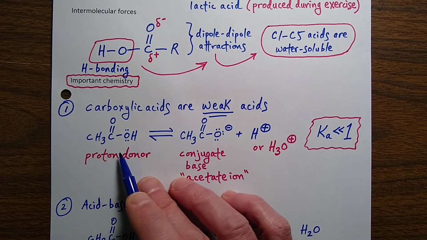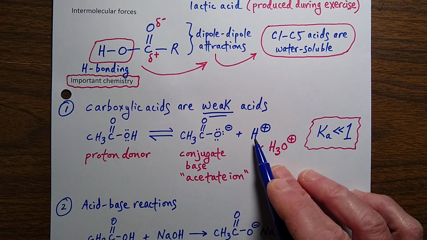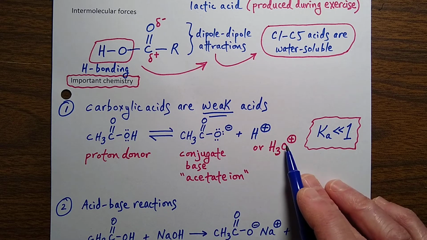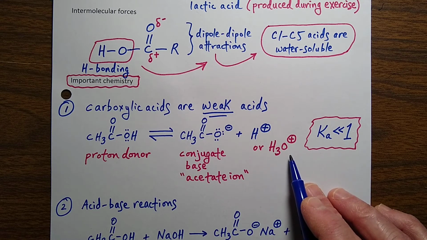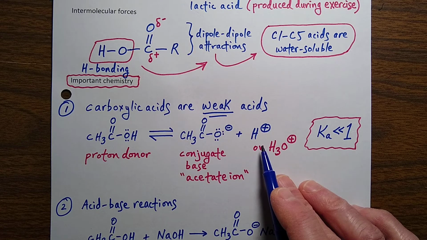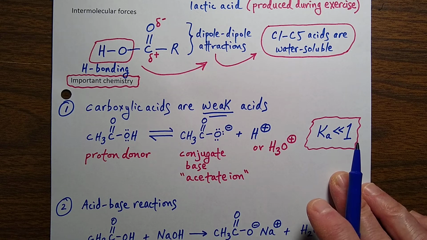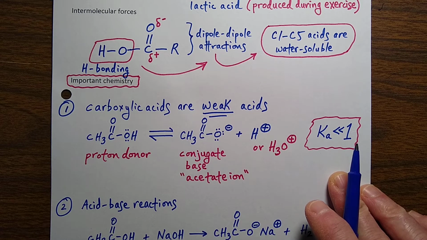In this case, this is acetic acid ionizing into its conjugate base, acetate ion, and releasing a proton, which can also, as you know, be called a hydronium ion. But this is the shorthand way of writing a dissociation of a weak acid. But the Ka is much less than 1. But they're acidic enough that they can affect the pH of a solution and bring it down to about a pH of 2 to 4.